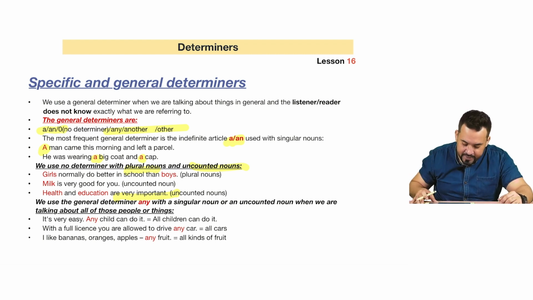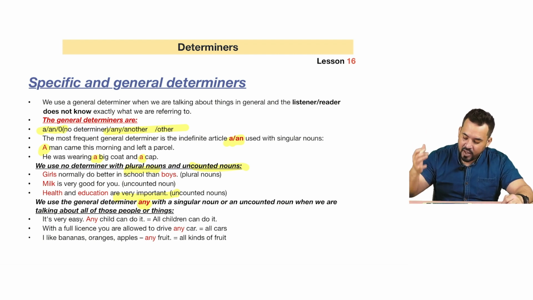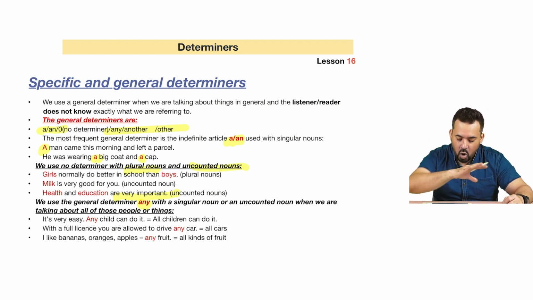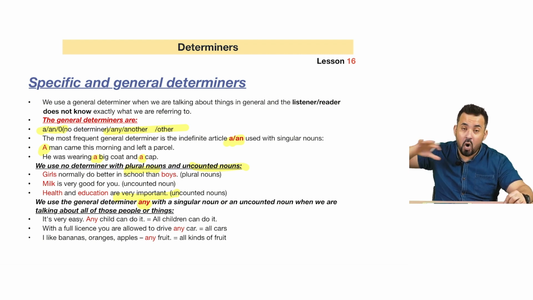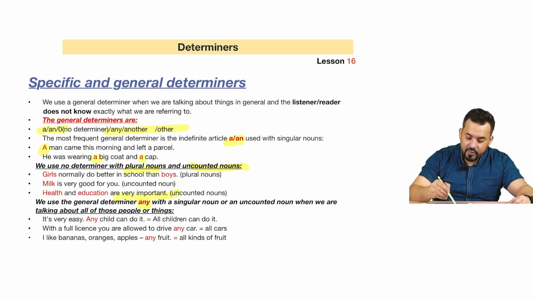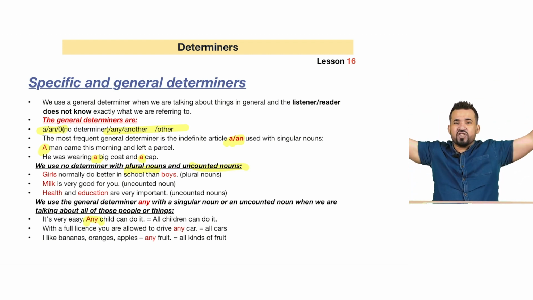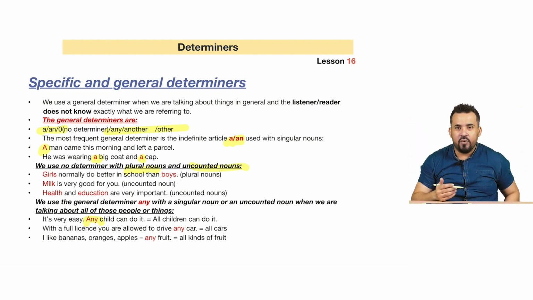All right, let's take a look at general determiners with any. Okay, so with a singular noun or an uncountable noun, when we are talking about all of those people or all of those things, we use any. Okay, what does that mean? Let's read the examples to clear that up. It is very easy. Any child can do it. It means all the children in the world can do it. So can you. It's not hard. It's easy. It's so easy.